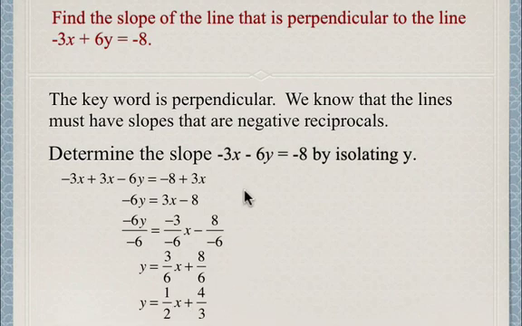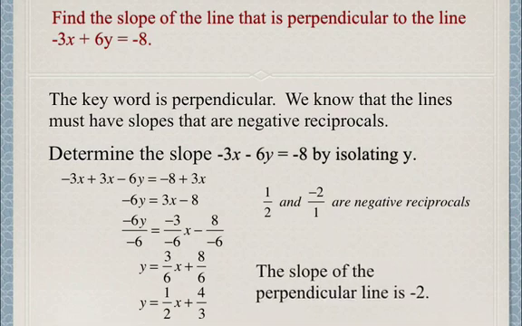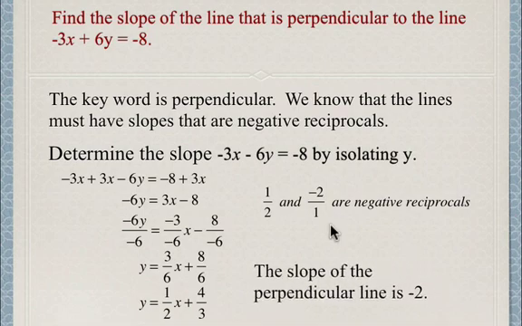So now we can identify the slope of the perpendicular line, and remember that perpendicular lines have slopes that are negative reciprocals. So 1/2, if we switch this around and make it a reciprocal, it's 2 over 1, and change the sign. So the slope of the perpendicular line will be negative 2 over 1, which is just negative 2. So the slope of the perpendicular line is negative 2.